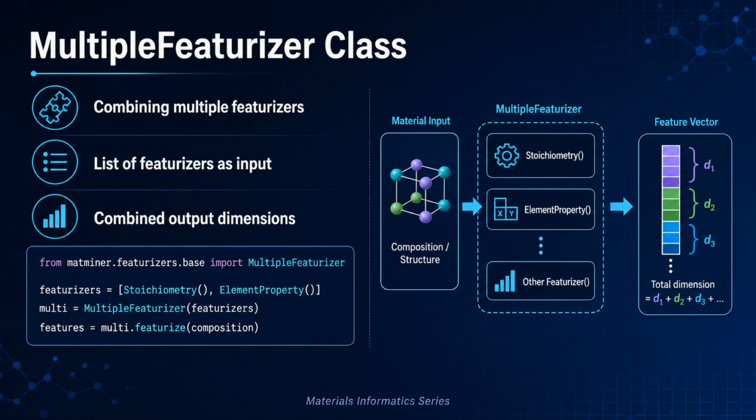Import it from mapminer.featurizers.base. Pass a list of initialized featurizers to the constructor. The output data frame contains columns from all featurizers concatenated. Total dimensions equal the sum of individual featurizer dimensions.